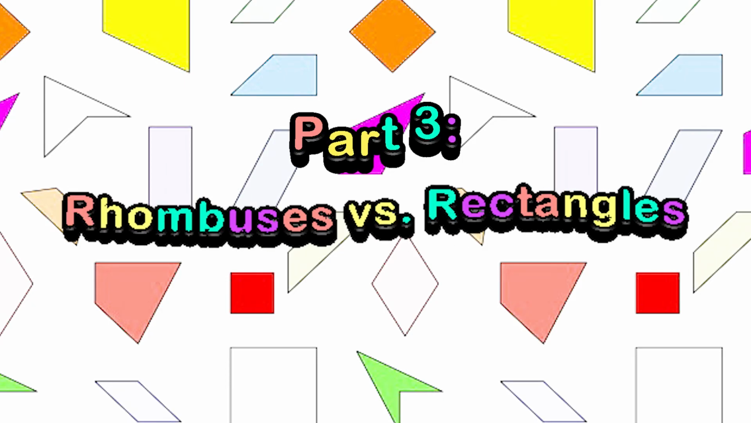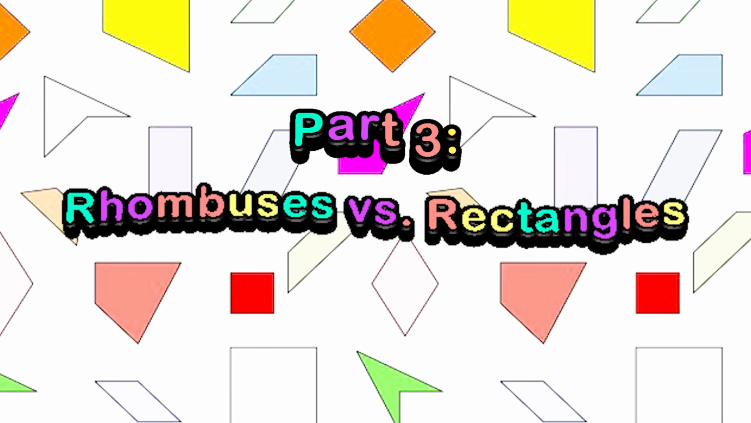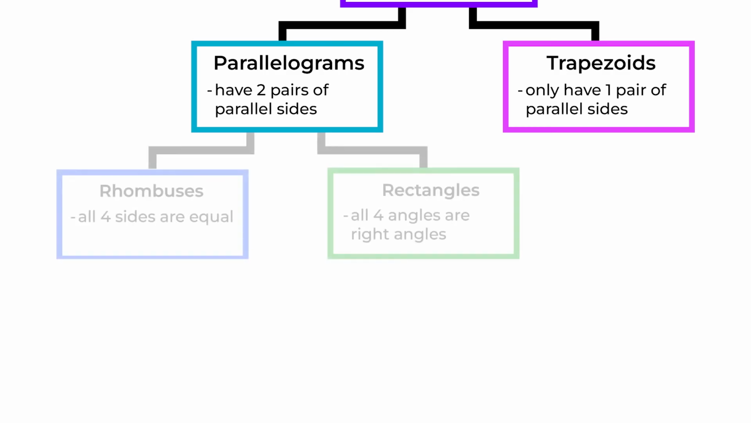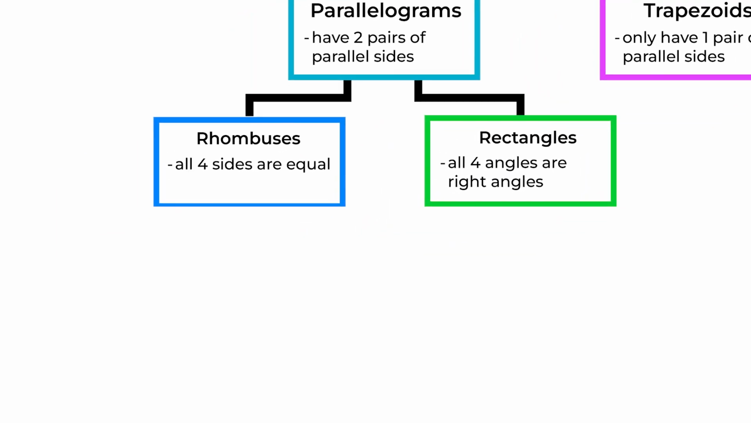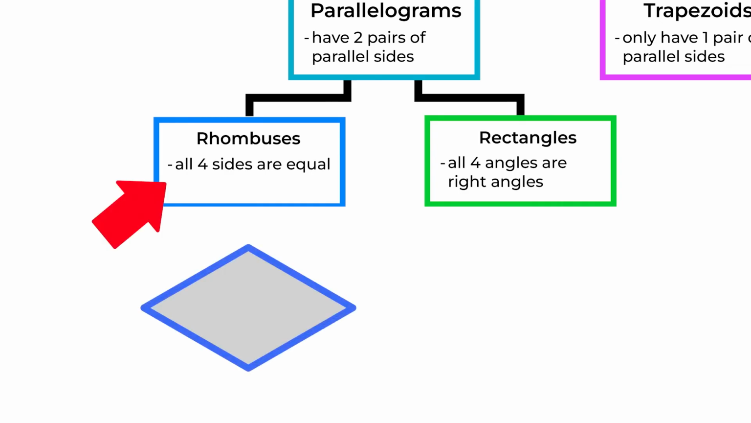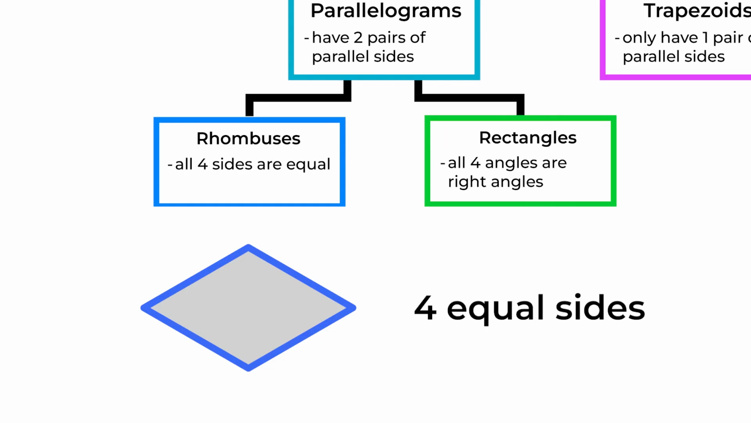Part 3. Rhombuses and rectangles. Next, we will look at the 2 groups of shapes that belong to the parallelogram category: rhombuses and rectangles. They each have an attribute that makes them special. Rhombuses are special because they all have 4 equal sides. If you measure each side of a rhombus, you will find that they are all equal in length.